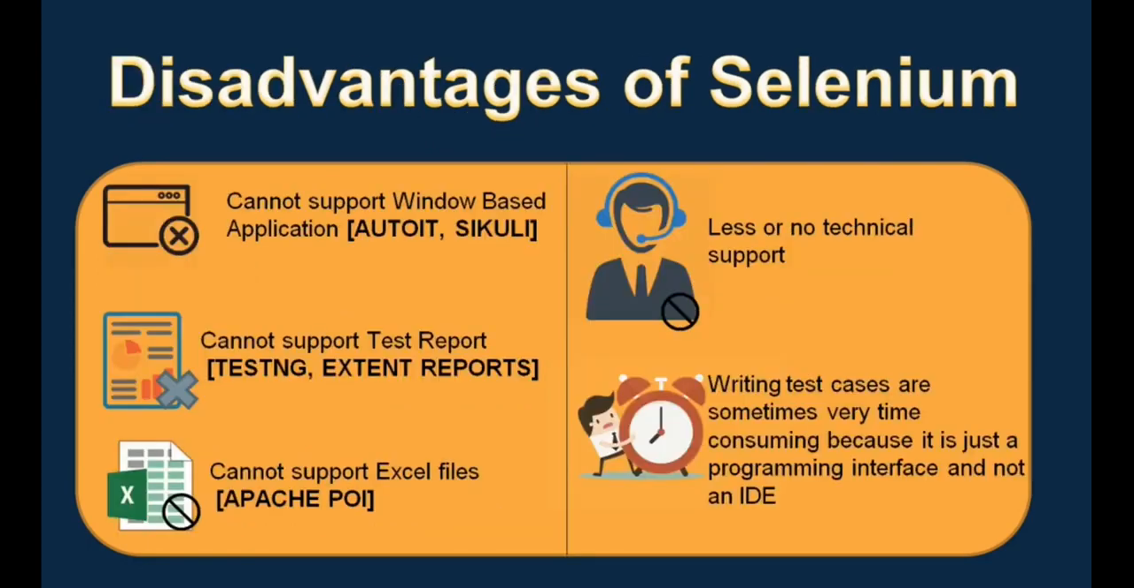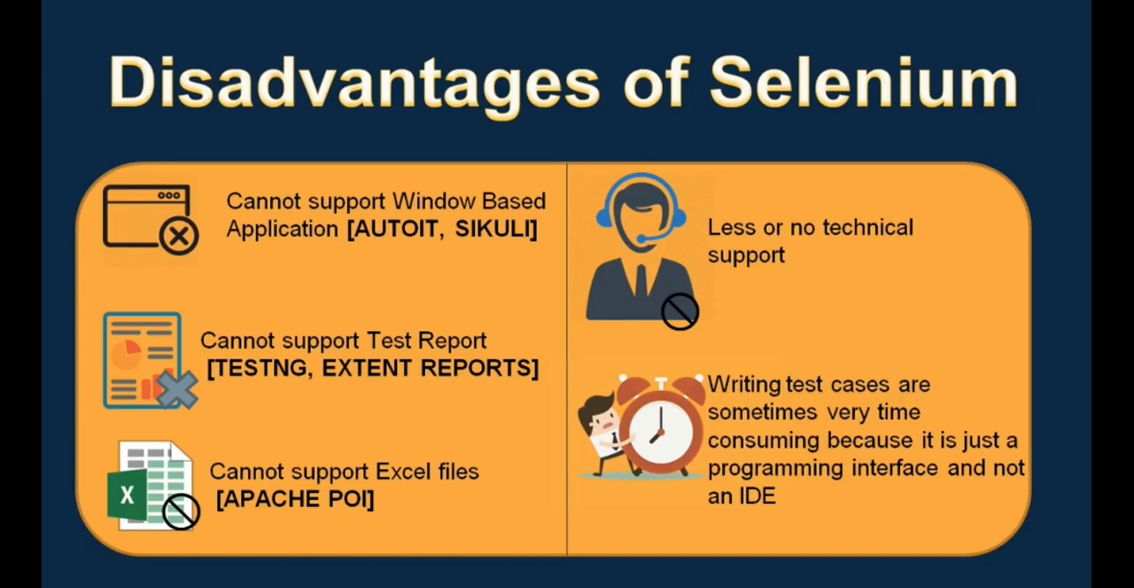Here you see the disadvantages of Selenium. The first disadvantage is that it cannot support window-based applications. It can only support web-based applications. But to overcome this disadvantage, we can use a third-party tool, that is AutoIT or the SQL tool. The second is that it cannot support test reports, but if we integrate TestNG or extent reports, through that we can generate test reports. Third, it cannot support Excel files.